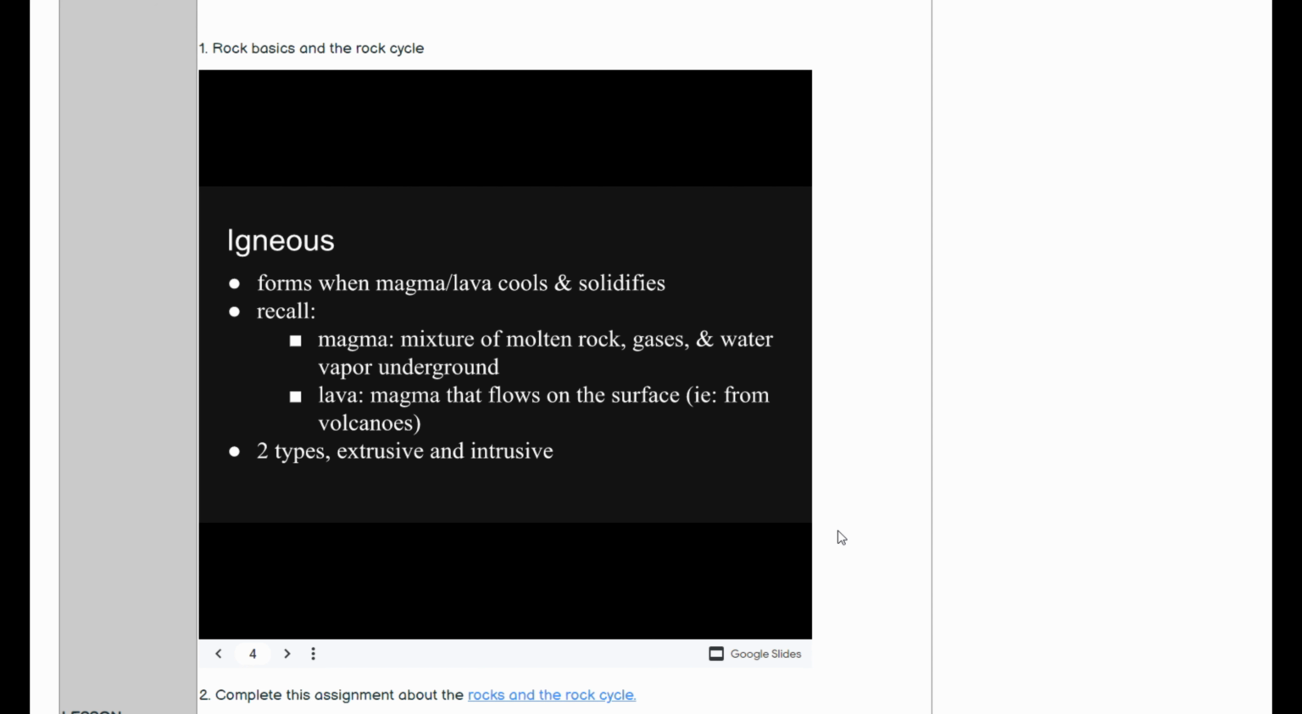So magma reaches a point where it's going to cool. Typically it's going to come to the surface, become lava, cool off completely, and solidify. Remember that magma is molten rock, gases, and water vapor under the ground. Lava is basically magma that flows out on the surface. It comes from the volcanoes. We have 2 types of igneous rocks, intrusive and extrusive, and we're going to take a look at what each one of those types is coming up here.